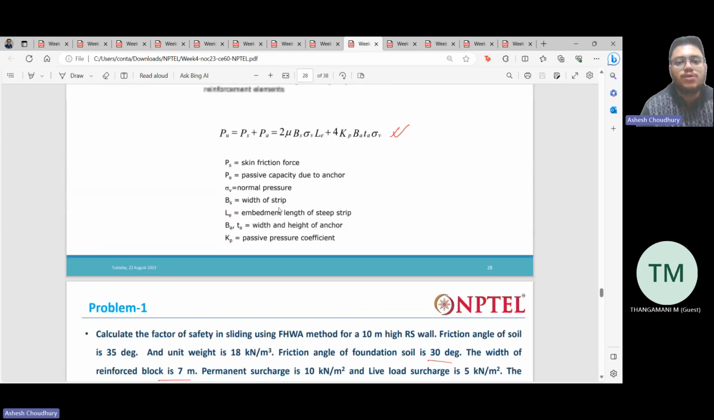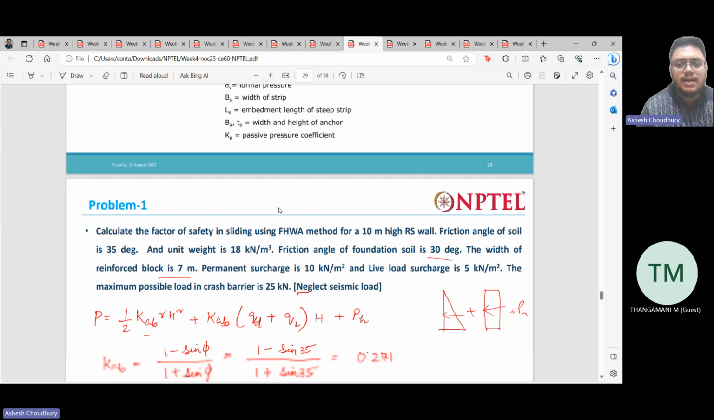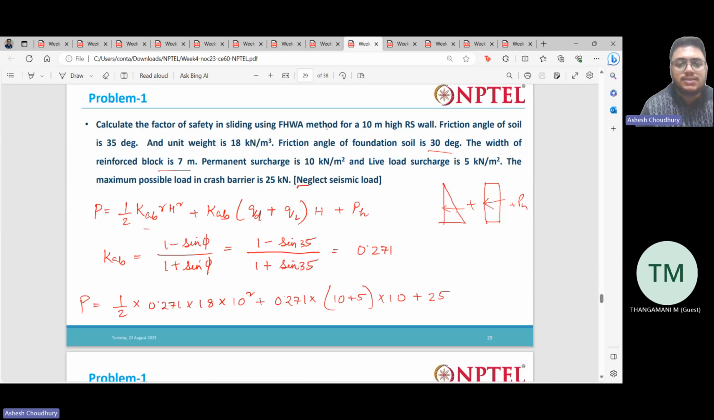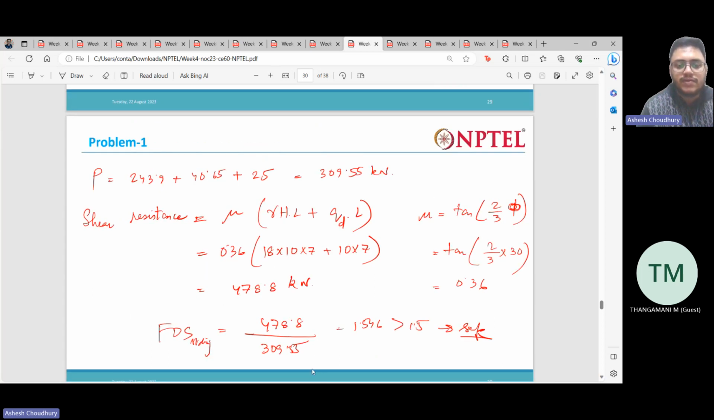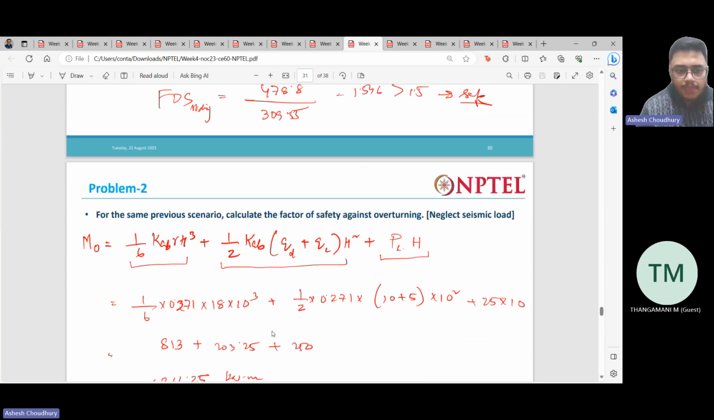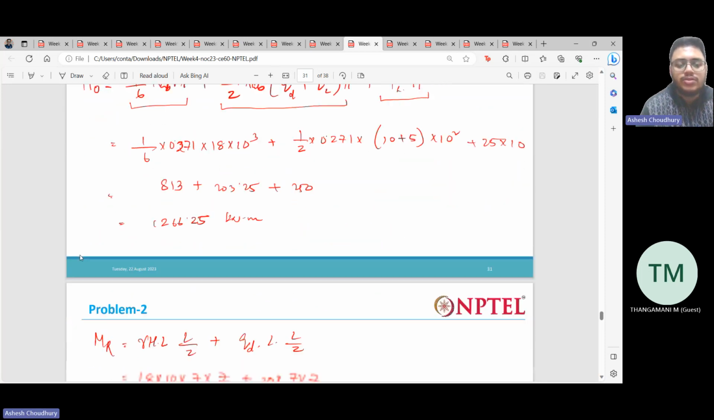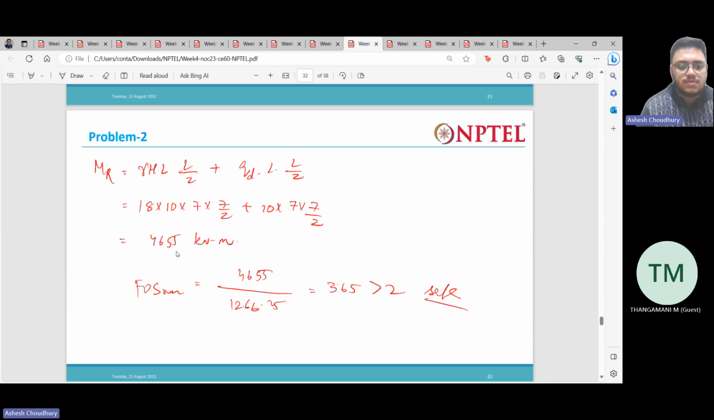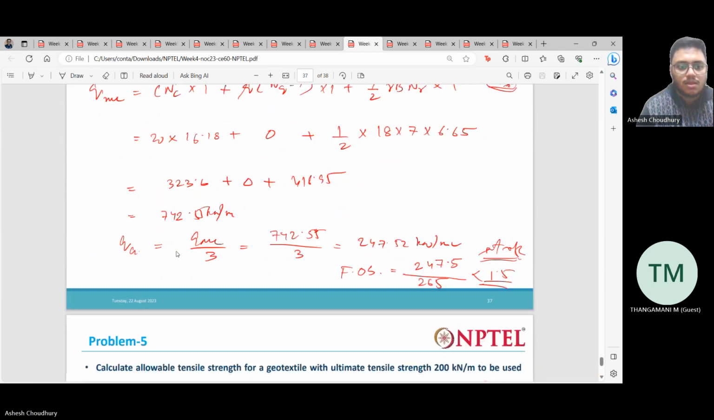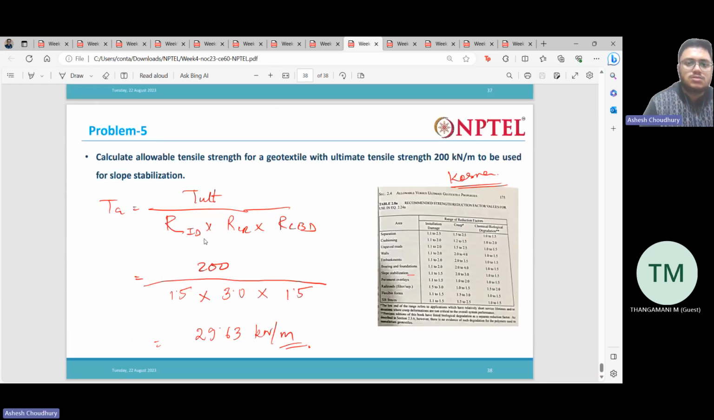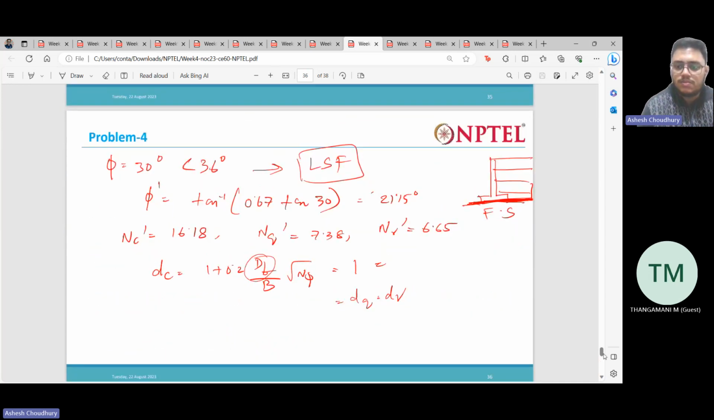Then we solved some easy problems regarding external stability. We found out the earth pressure, all these things. Then we did the shear resistance. Then we found the factor of safety in sliding. And similarly, we found the overturning resistance. So we solved some easy problems. So this was it.